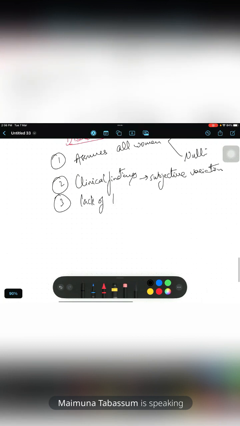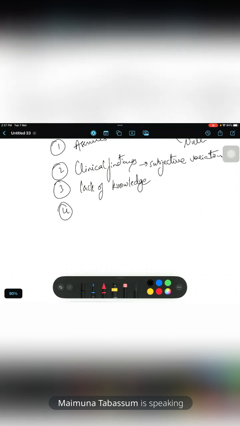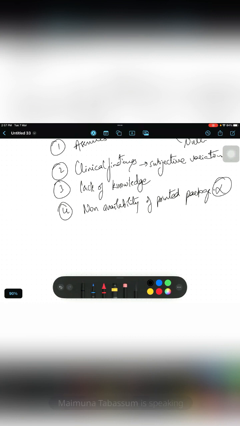And some of the setups will have only midwifery, so they do not have any knowledge of the partogram. There's a lack of knowledge. And non-availability of printed partographs, but it is not rare nowadays, so this might not be a disadvantage nowadays. So this is about the advantages and disadvantages of the partogram.